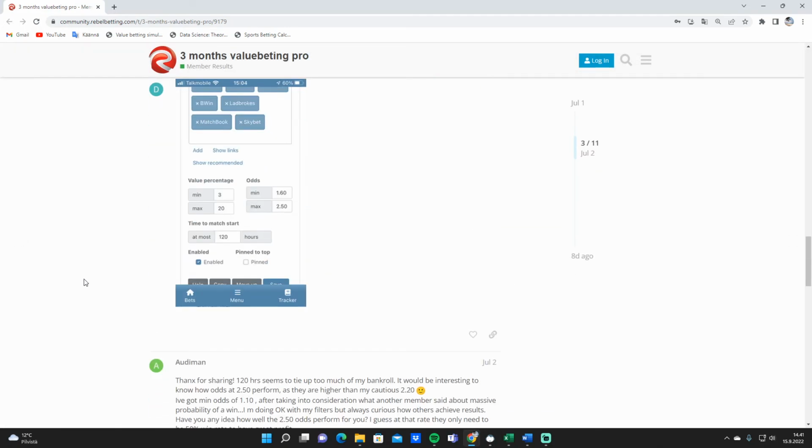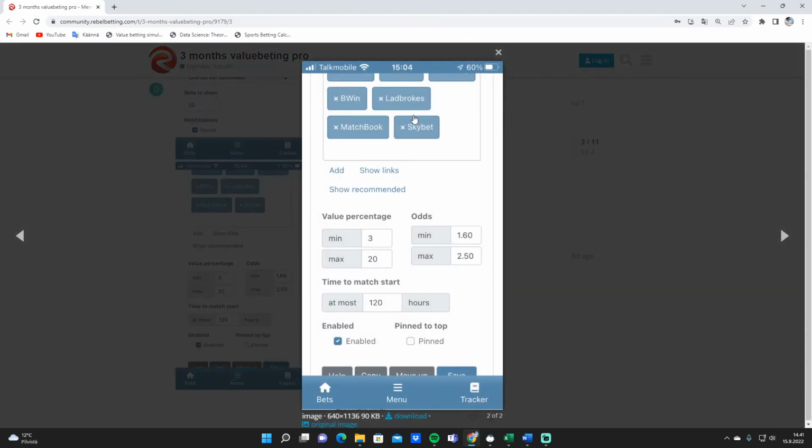And I think this guy finds a lot of bets because he's using a lot of different bookmakers. So I would use a wider spectrum on the odds here and also on the value, so you can find more bets regarding these settings, and then lower this time to match start a lot. For example, I think the maximum that I would use is 24 hours, but more comfortable would be 12 hours or even 6 hours. So you can really trust the value that you have.